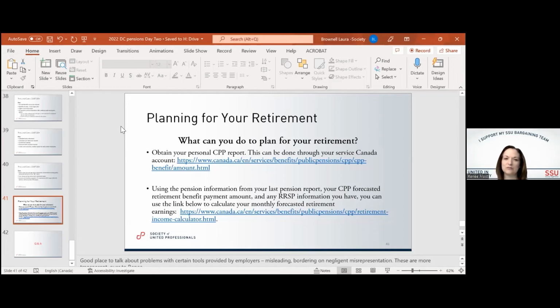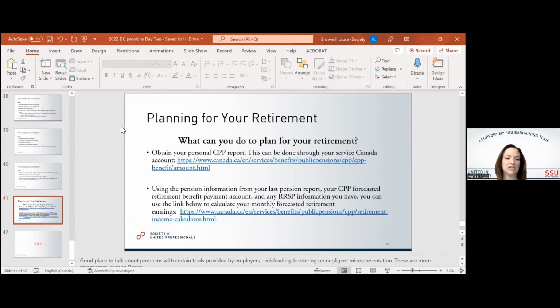And it allows you to key in your forecasted CPP retirement benefit payment amount, any RRSP information you have, tax-free savings accounts, pretty much any investment that you've collected or contributed to along the way. It also allows you to key in pensions, whether DC plan or DB plan, from not only your current employer, but from previous employers. Once you get all of that information into the tool, I'm making it sound complicated, but I did it, and I want to say it took me roughly 20 minutes.